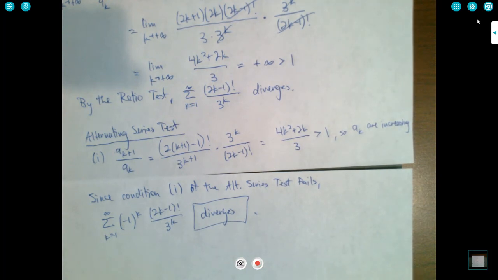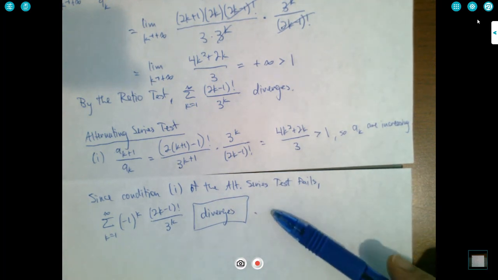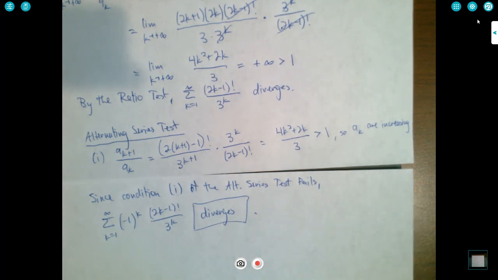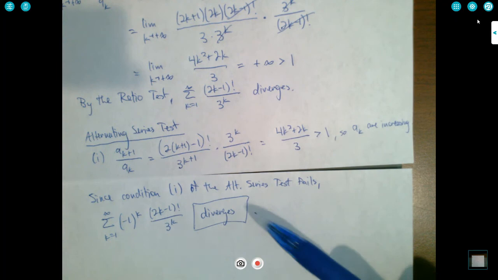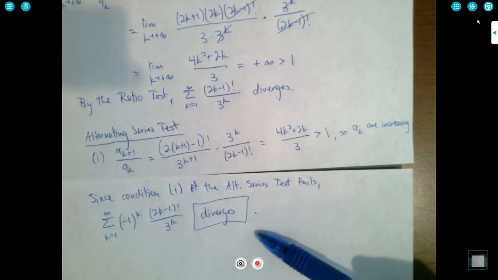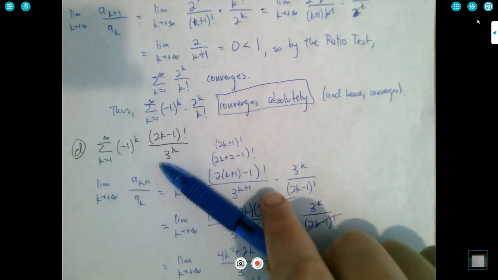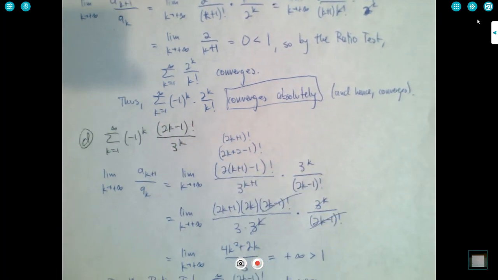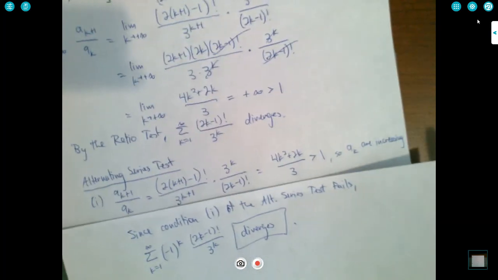So this thing we could maybe call a completely divergent series, right? Or we can maybe call it conditionally divergent, I guess. But no, it's just completely divergent. The absolute value doesn't converge, but neither does the alternating version, right? So it's completely divergent. So there you go, right?